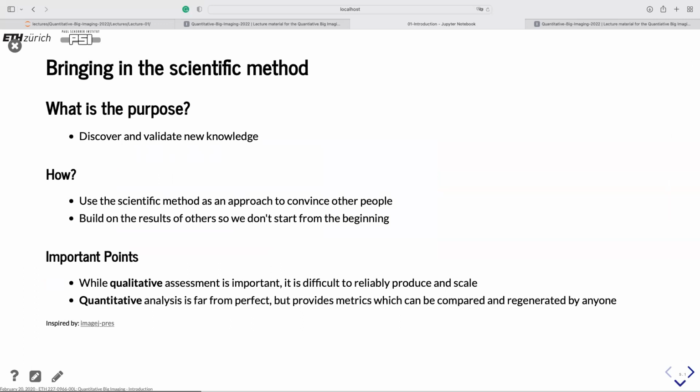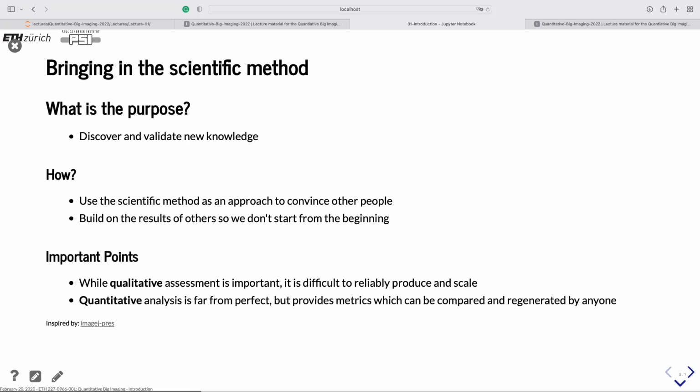So now let's talk a little bit about scientific methods. What is the purpose of it at all? First of all, you want to discover and validate some new knowledge. That is the main goal. And how can we do it? First, we need to build up a scientific approach to convince people that it actually is something new and you actually did discover something. And fortunately, a lot of people have done work before you. So of course, you have to build on that and then continue from that point.